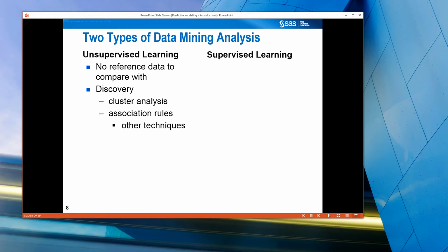Now there's also the other technique called supervised learning. In supervised learning, you already have reference data to compare with, and say for example, if you're trying to come up with a model to predict student GPA, you could be looking at things like how many classes the student took and what the student's ACT score was, or you could look at how attentive the student was, and so on.